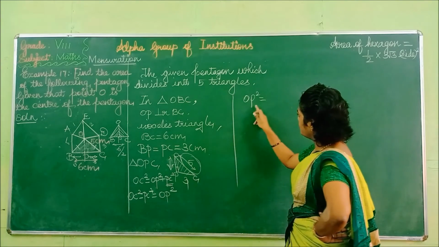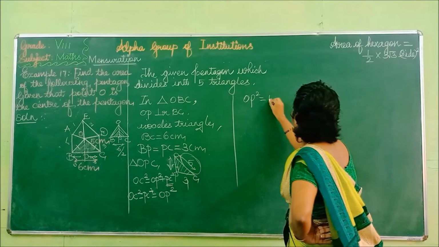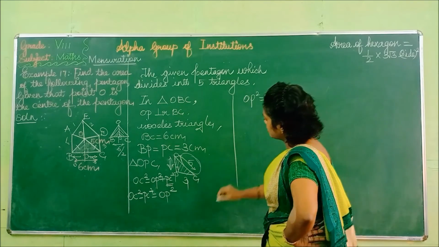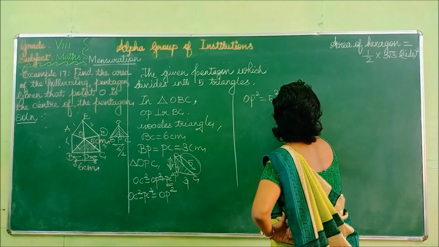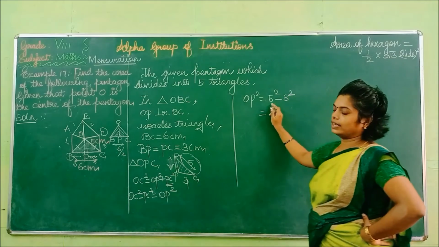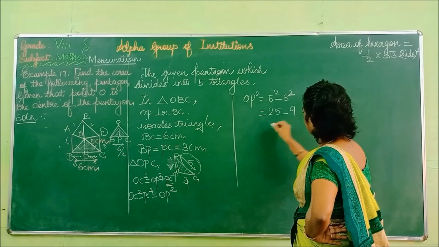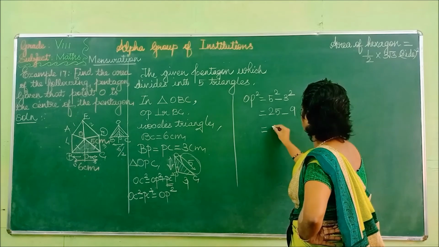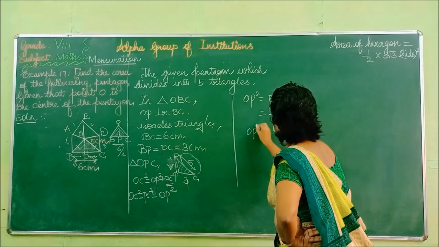I have to find OP squared, which is equal to the value of OC squared, OC is 5, squared, minus PC squared. PC is 3. What is the value of 5 squared? 5 squared is 25 and the value of 3 squared is 9. Subtract these two values. You will get the result as 16. OP squared equals 16.